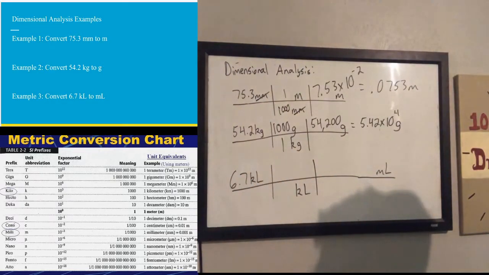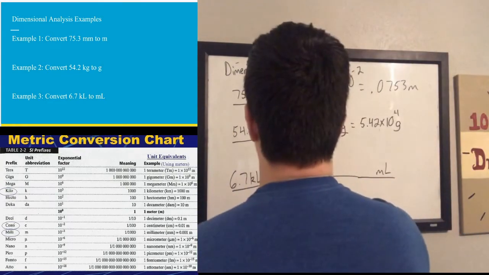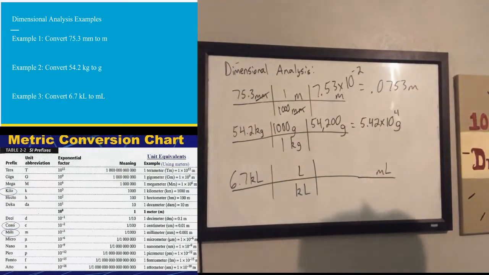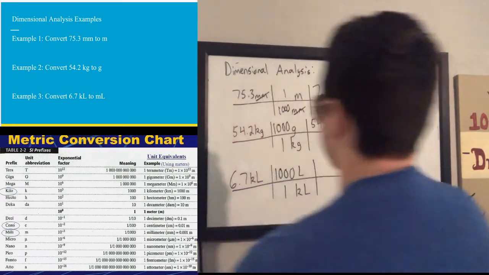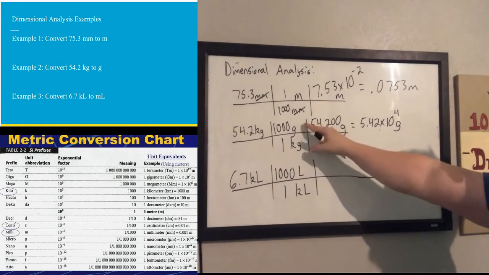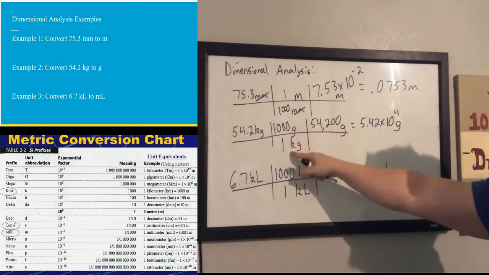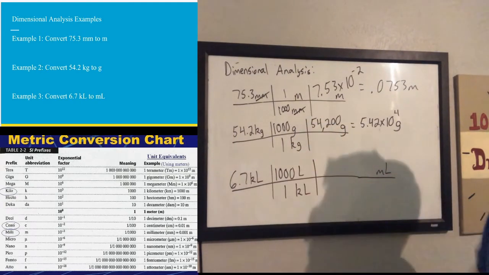And what unit is going to go on top? Not milliliters, it has to be the base unit. The base unit must be involved in every single step of these problems. So liters is going to go on top. Now we ask ourselves, which one is bigger? Kiloliters are. And there's 1,000 liters in a kiloliter, just like this step right here. 1,000 grams in a kilogram, 1,000 liters in a kiloliter.